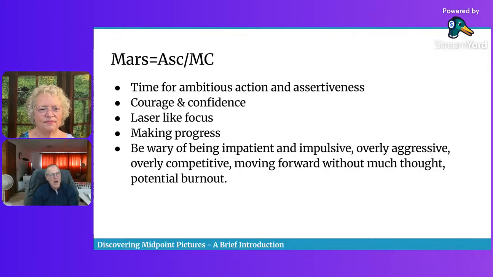It's all about a time of courage and confidence. And anytime you see Mars anywhere in transits, anywhere in arcs, you just think like, okay, something is being stimulated right now.